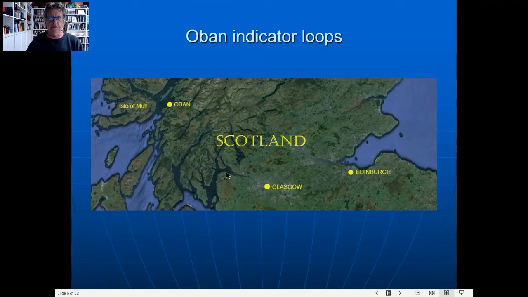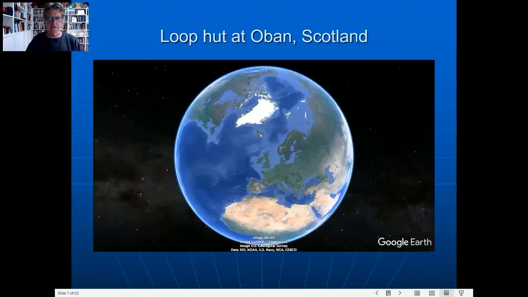Now I mentioned Oban in Scotland. I've just shown you where Edinburgh and Glasgow are in comparison, and the Oban loop was across here, okay, defending this area, which was where the convoys set up for going over to United States in World War II. Okay, we can zoom in on that. I'll just show you.